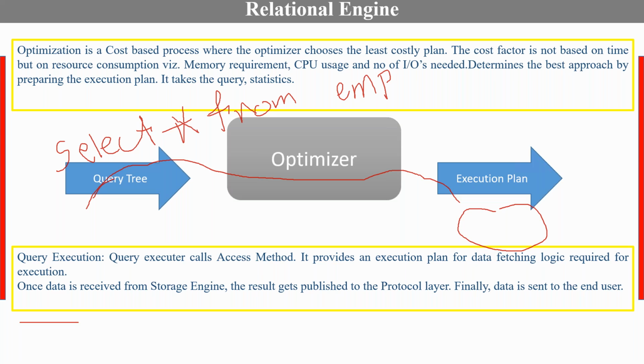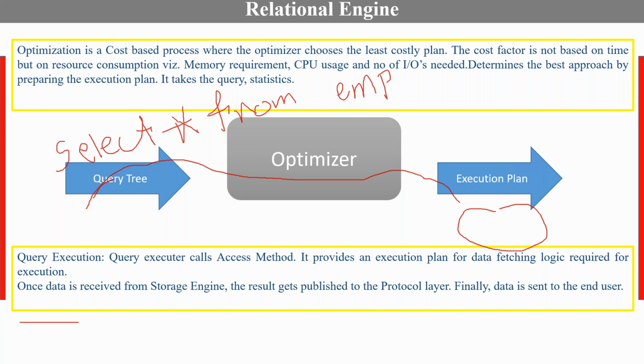Okay, so the optimizer is a cost-based process where the optimizer chooses the least costly plan. It will verify the CPU, memory, and IO. The cost factor is not based on time but on resource consumption: memory requirement, CPU usage, and number of input/output operations. The optimizer will prepare the plan for you, an execution plan. In a simple way, the execution plan.